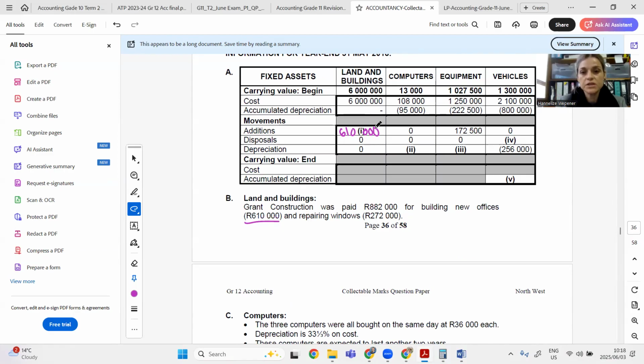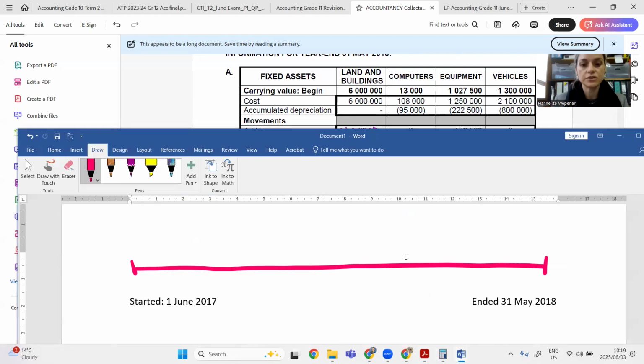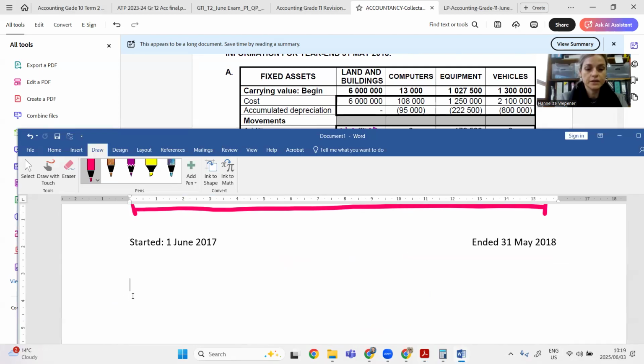Okay, right. Next up, we have computers. So you started with some computers and then you had accumulated depreciation. So computers had opening balances for our cost, 108,000. And then for our accumulated depreciation, we then had an amount of 95,000. Okay, so you have your cost and you have your accumulated depreciation opening balances.